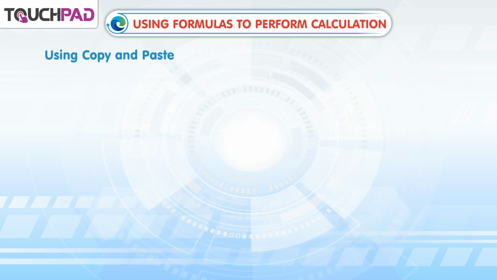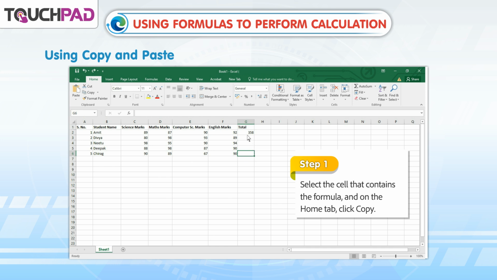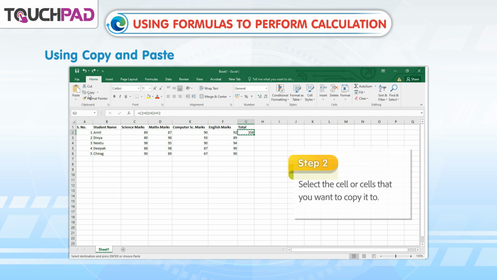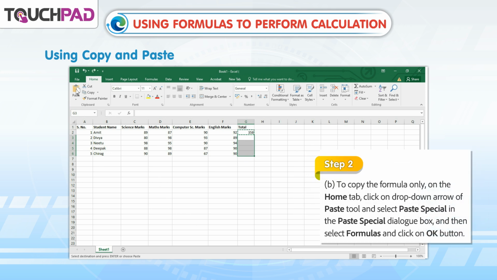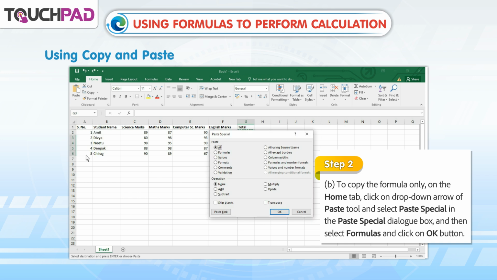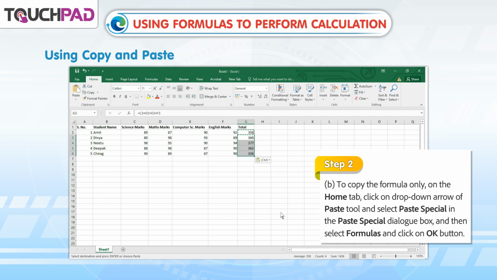Using copy and paste. Step 1. Select the cell that contains the formula and on the Home tab, click Copy. Step 2. Select the cell or cells that you want to copy it to. A. To copy the formula and any formatting, on the Home tab, click Paste. B. To copy the formula only, on the Home tab, click on the drop-down arrow of the Paste tool and select Paste Special. In the Paste Special dialog box, select Formulas and click on the OK button.